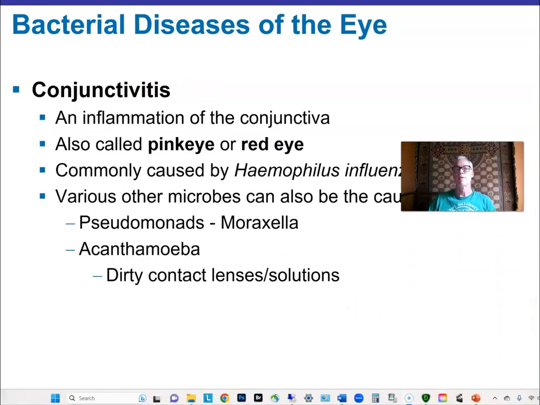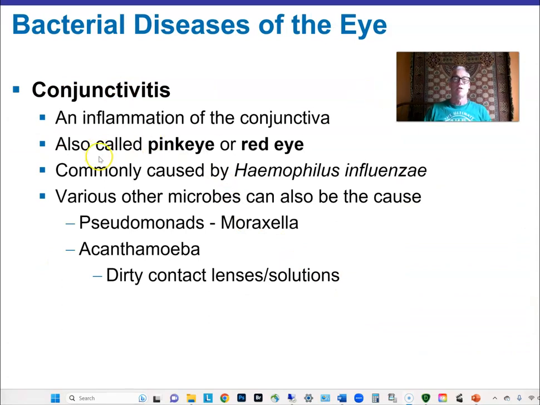Okay, how about some bacterial diseases of the eye? Conjunctivitis is typically caused by Haemophilus influenzae. When it comes to bacteria, there are some viral infections. We just talked about measles can cause conjunctivitis, but in this case, we're talking about bacteria. Haemophilus influenzae.